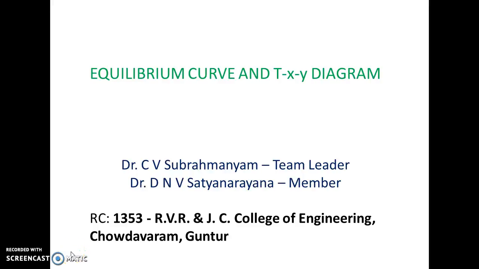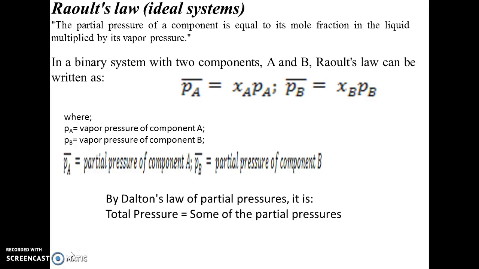In this, I am explaining the equilibrium curve and TXY diagram. The important rule is Raoult's law. It is applicable for the ideal system. In a binary system with two components A and B, Raoult's law can be written as PA is equal to XA into PA bar, where PA bar is equal to the partial pressure of the component A.